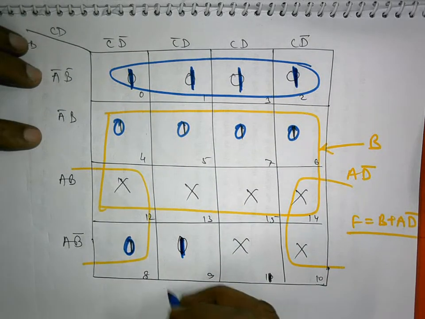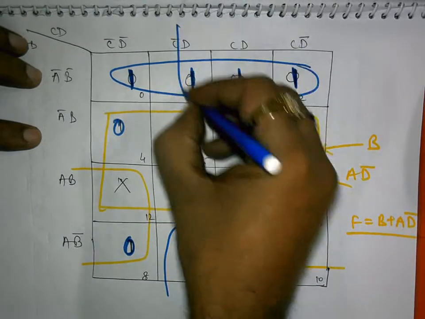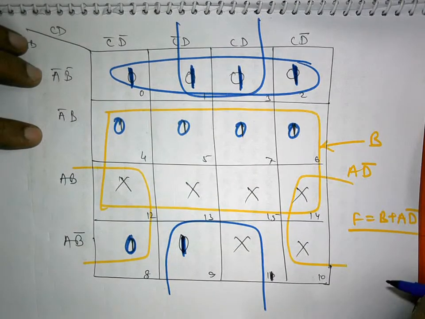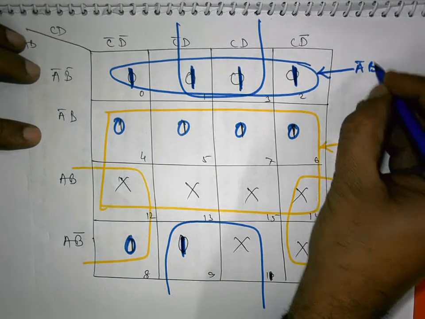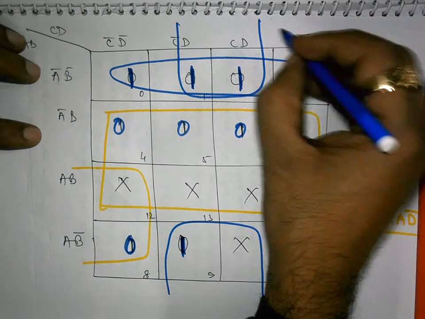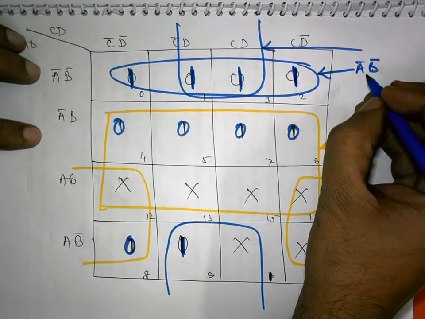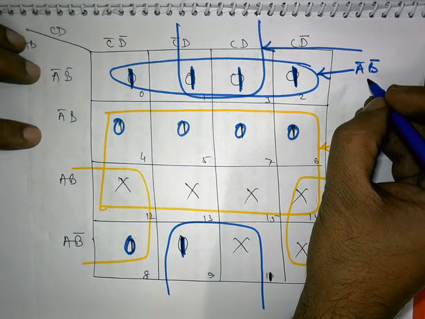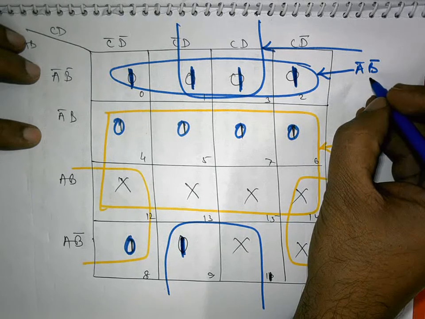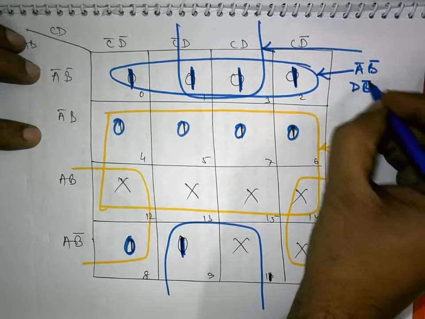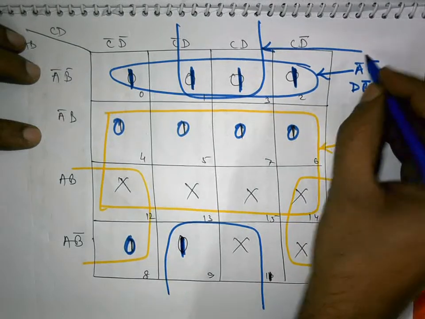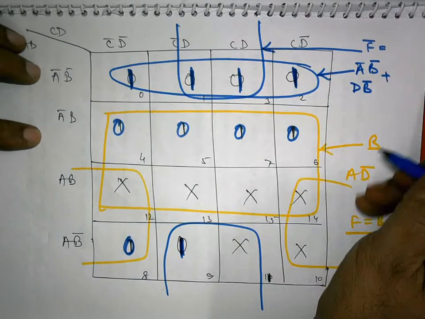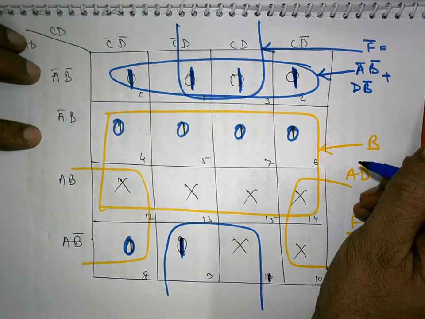And this is one of the biggest groups. Okay. So what is the output coming out of this? A bar B bar. And what is the output coming out of this? B and B bar, I think, no? DB bar. You check whether I am correct or not. DB bar. But this is F bar. F bar is equal to this. Okay. This is F bar.